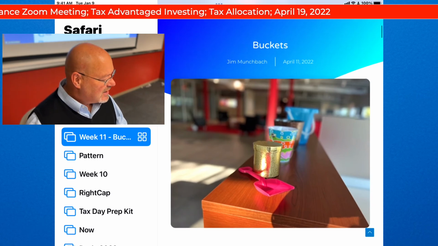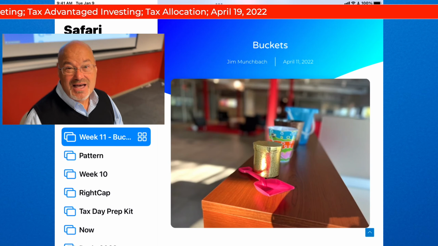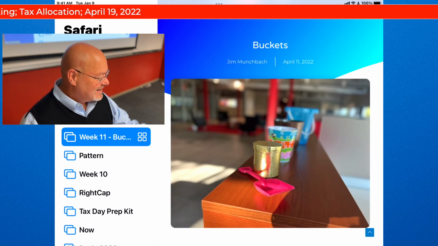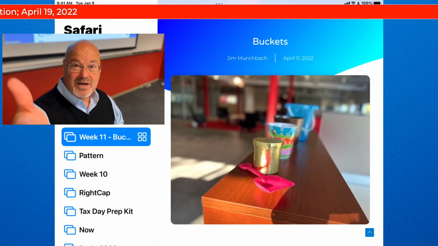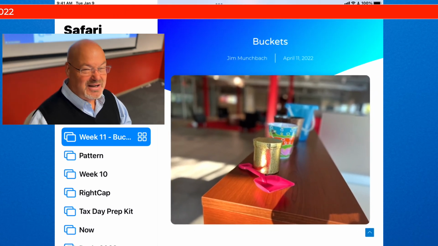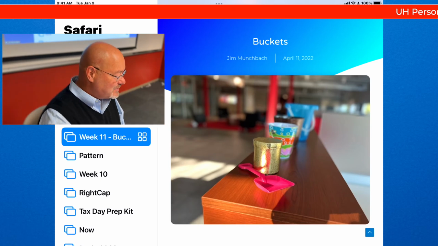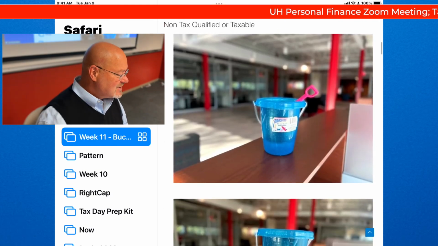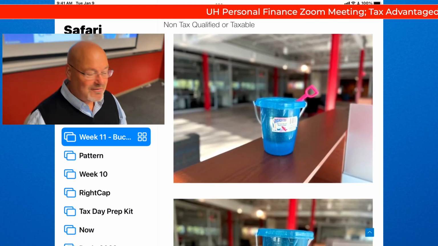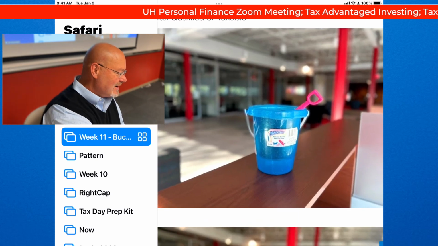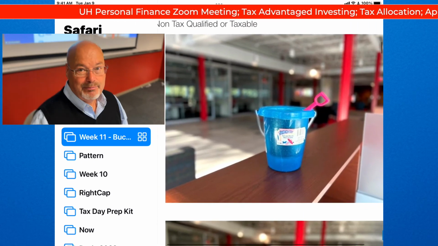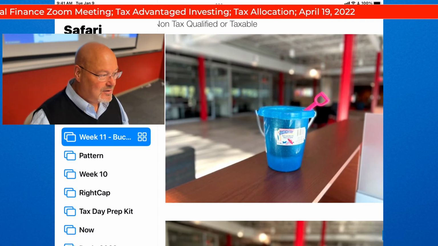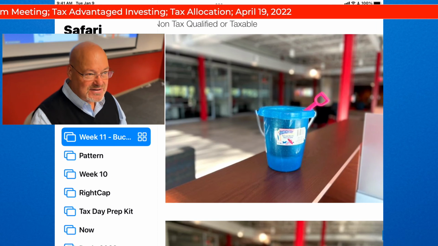So this picture is a picture I took with my iPhone 7 Plus, the first iPhone that had a dual camera, and I thought that was pretty cool. I should have taken it with my iPhone 13 Pro Max. It would have been even better. But anyway, this picture is just a picture of the buckets that I'm going to talk about. And this is the big blue bucket, and we'll get to the little shovel shortly. But for now, I just want you to know we're going to talk about buckets. I'm going to teach you about types of accounts that relate to tax-advantaged investing.